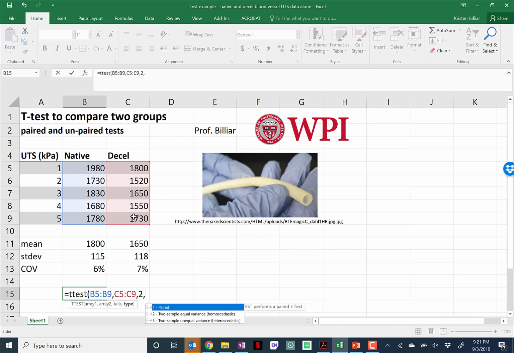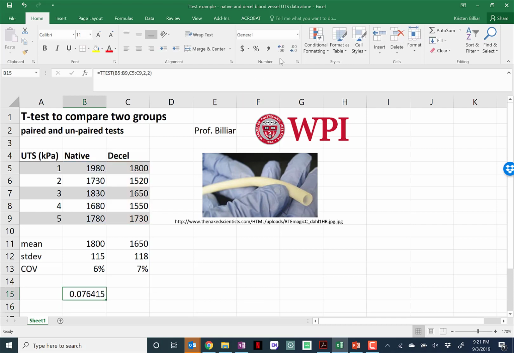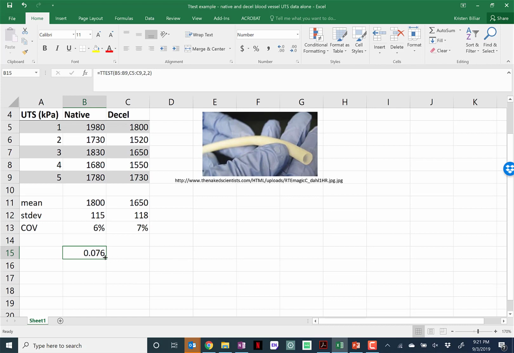Equal variance will give you a little lower p-value, let's put it that way. These are very close. You can see the standard deviations are very close. So I'll use equal variance first. So I'll put a 2 in there, and then parentheses. And so you see here that the p-value is 0.076, which in normal scientific circles, if it's not below 0.05, is not considered statistically significant.